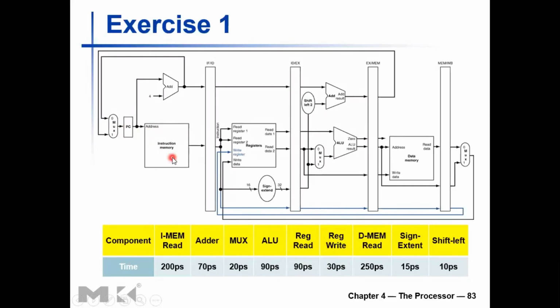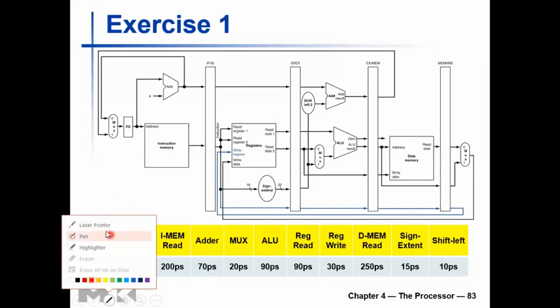And then instruction memory reading takes 200, while at the same time the adder is spending 70 picoseconds. So this is the dominant device there, the instruction memory, and it spends 200. So 200 plus 120, 320 picoseconds you spend in that clock cycle, right? To make sure the data is available in those lines.